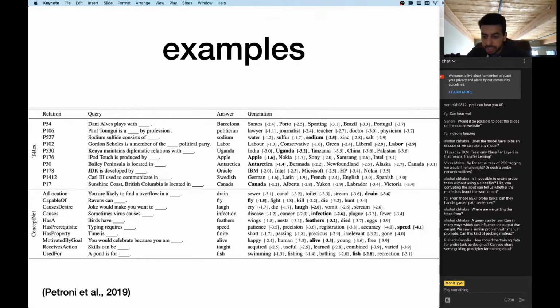How should the training data for probe tasks be designed? Can you share some guiding principles for training data? In general, it depends.